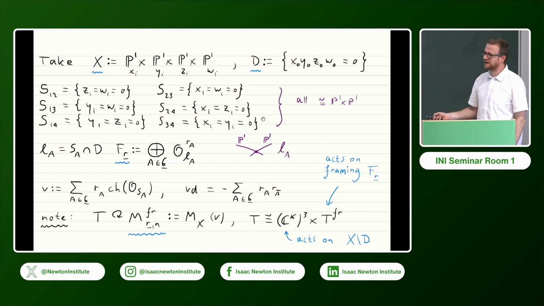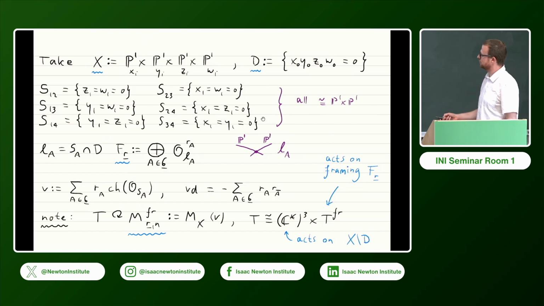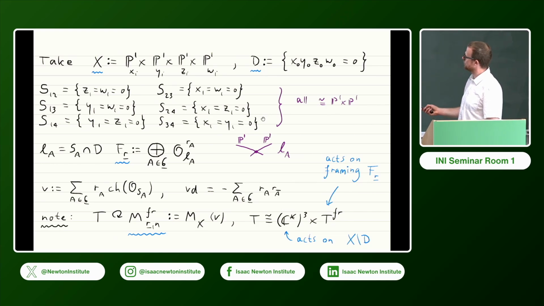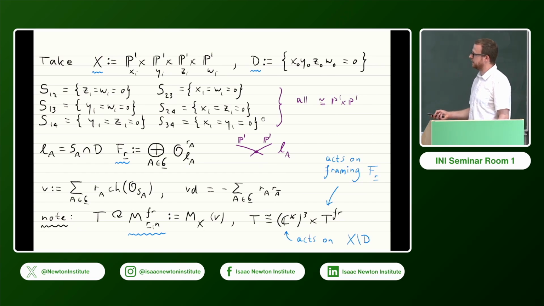So that's the second part. We need this torus. So what is the torus in this case? It's a C star cubed. The C star cubed that acts on X taking away the divisor, and we have this framing torus that acts on FR. And then our moduli space MXV, let's just denote it by MR bar n framed.